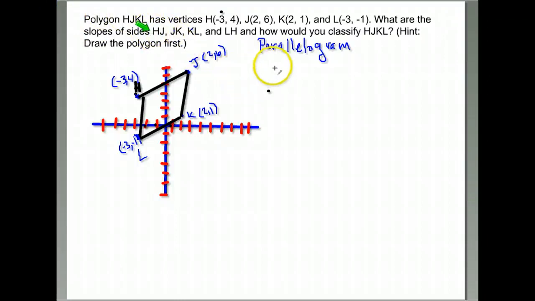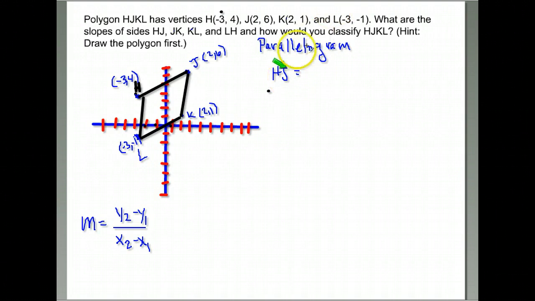So let's find the slope of HJ first. Now remember, our formula for slope, I'm going to put it down here. M stands for slope, oddly enough. M is y2 minus y1 over x2 minus x1. So let's do that for H and J. Okay, so y2, the y from our second point, we're going to J, is 6, minus the y from our first point, our H, is 4. So on top we have 6 minus 4.